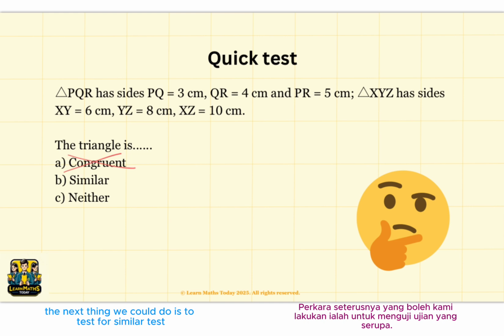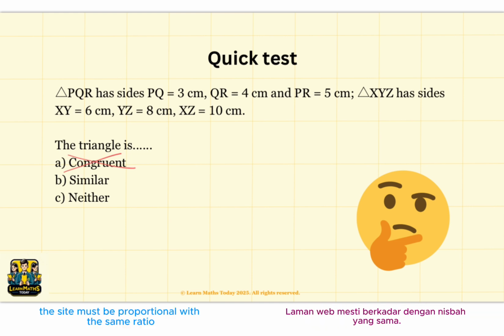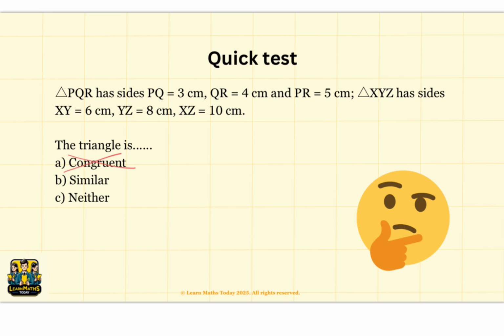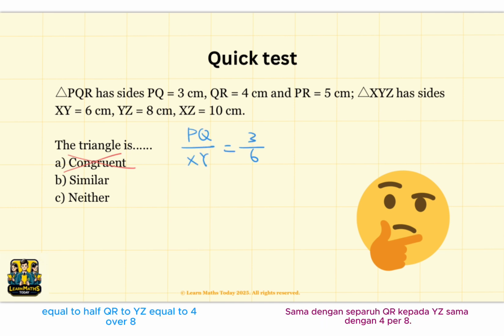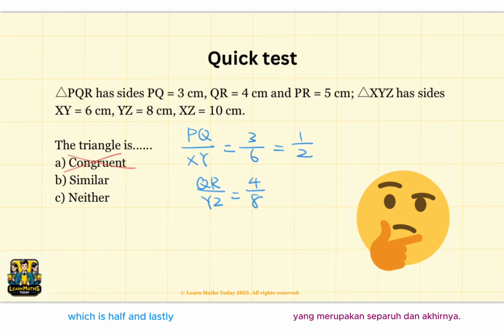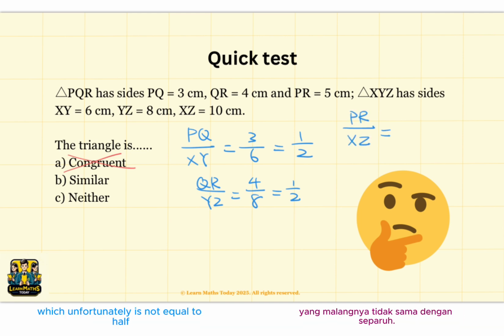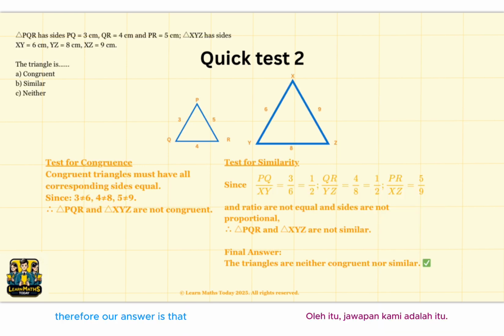Now, the next thing we could do is to test for similarity. For similarity, the sides must be proportional with the same ratio. We can check that PQ to XY equals 3 over 6, which is half. QR to YZ equals 4 over 8, which is half. And lastly, PR to XZ equals 5 over 9, which unfortunately is not equal to half. Therefore, our answer is that these two triangles are not congruent and they're also not similar.